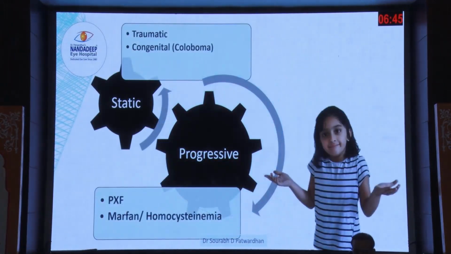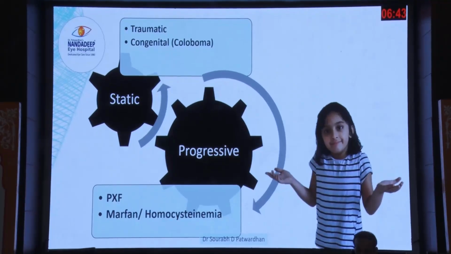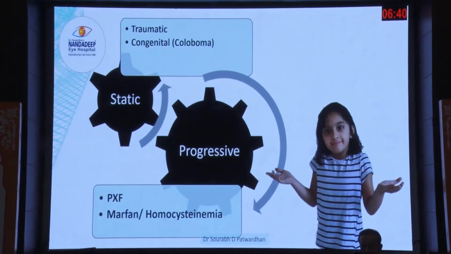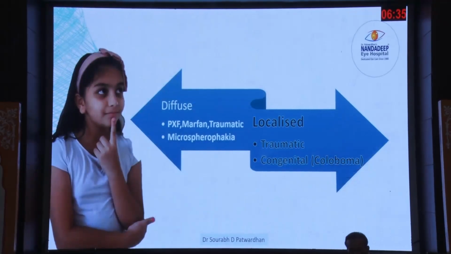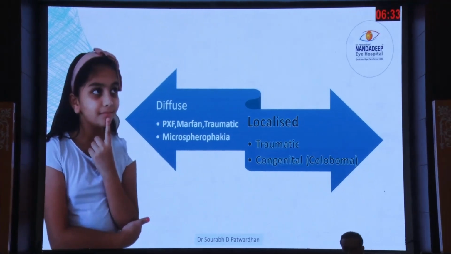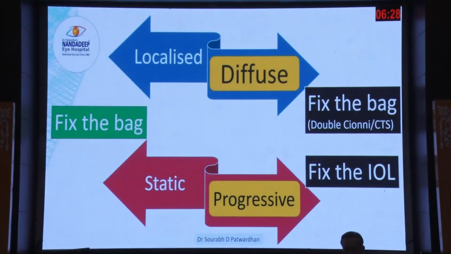We know that 360 degrees there is a zonular attachment, and based on zonular weakness, it can be either static or progressive. That we have to first understand. Accordingly, we have to plan it. Also it can be diffuse or a localized zonular weakness. Based on these two things, we have to decide. For example, if it is localized and static, it's very easy to fix the bag. But if it is diffuse and progressive, then we may have to fix the bag, and sometimes we might just have to remove the bag and fix the IOL directly. The final decision depends on what kind of zonular weakness or disease you are dealing with.